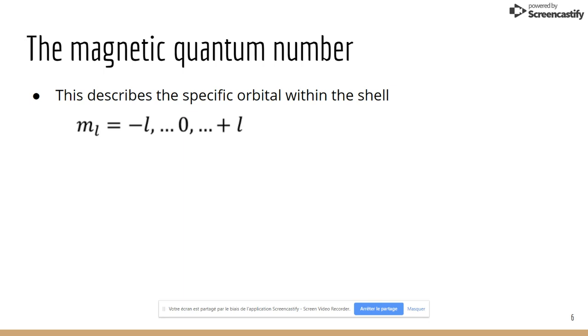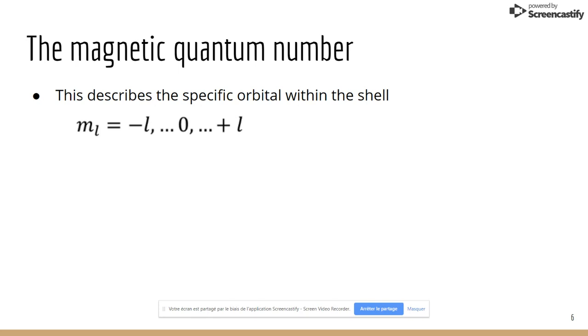Once we know the n and the l value of an electron, there's also something called the magnetic quantum number, which describes the specific orbital within the shell. Oftentimes within a specific shape, there is more than one orientation of the shape, and the value of l dictates what that shape is. So if, for example, n is equal to 1 and l is equal to 0, because m sub l can go from negative l to positive l, m sub l also has to be equal to 0.